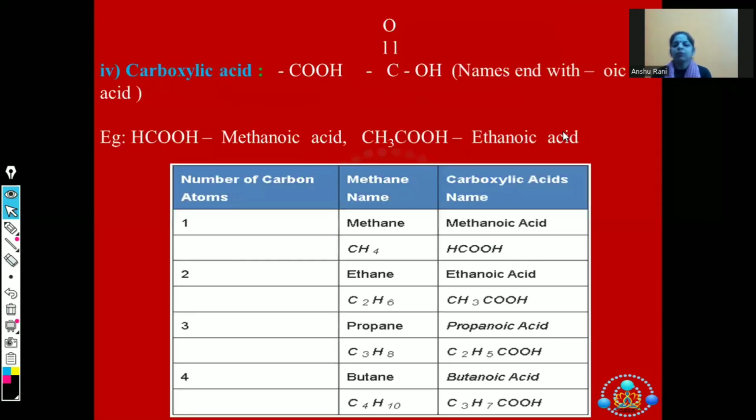Then for writing carboxylic acid, in carboxylic acid, what you have to do, write it in this way. This was methane. So what you have to do, you have to omit two hydrogen atoms.